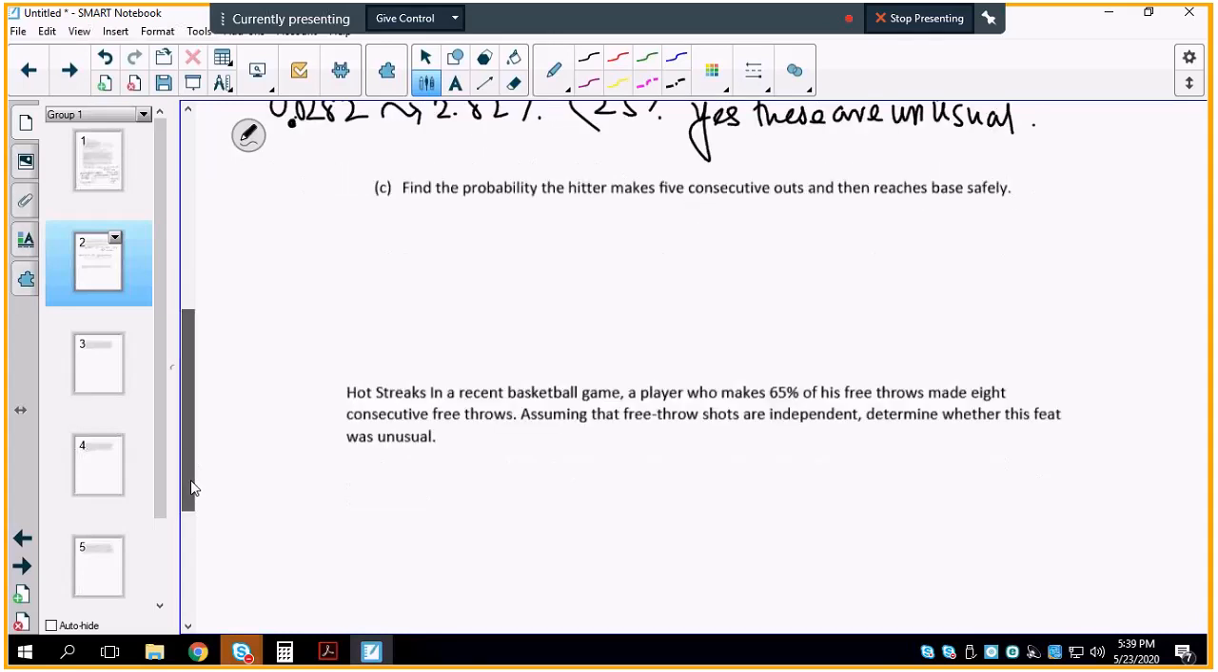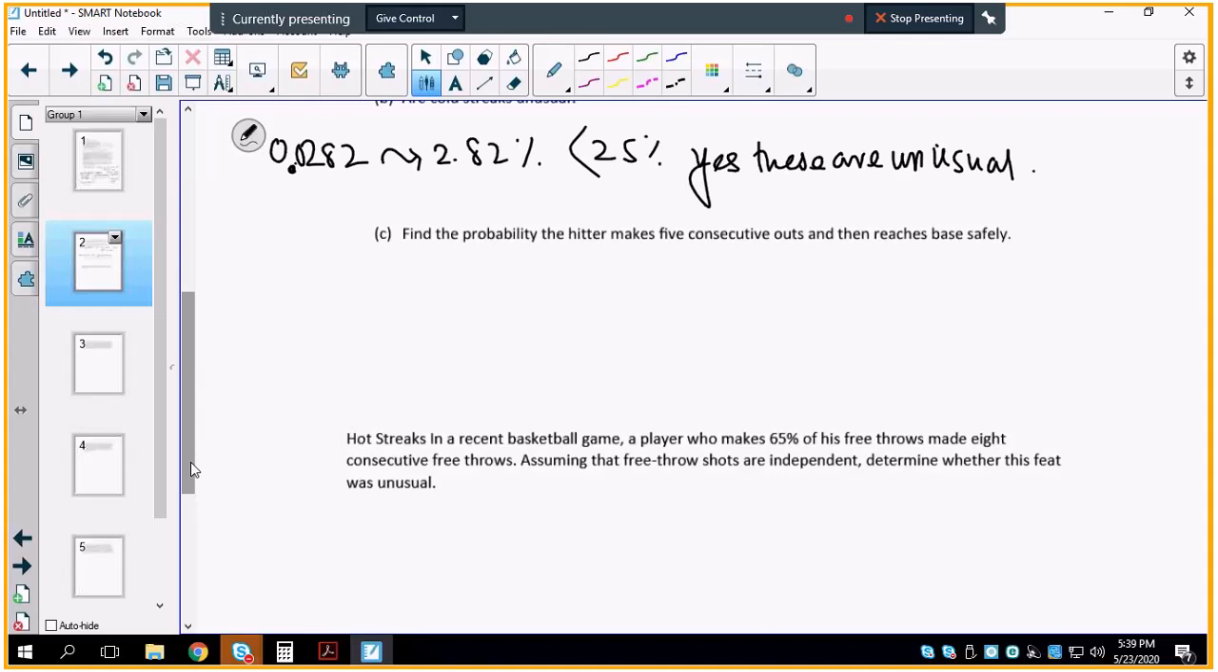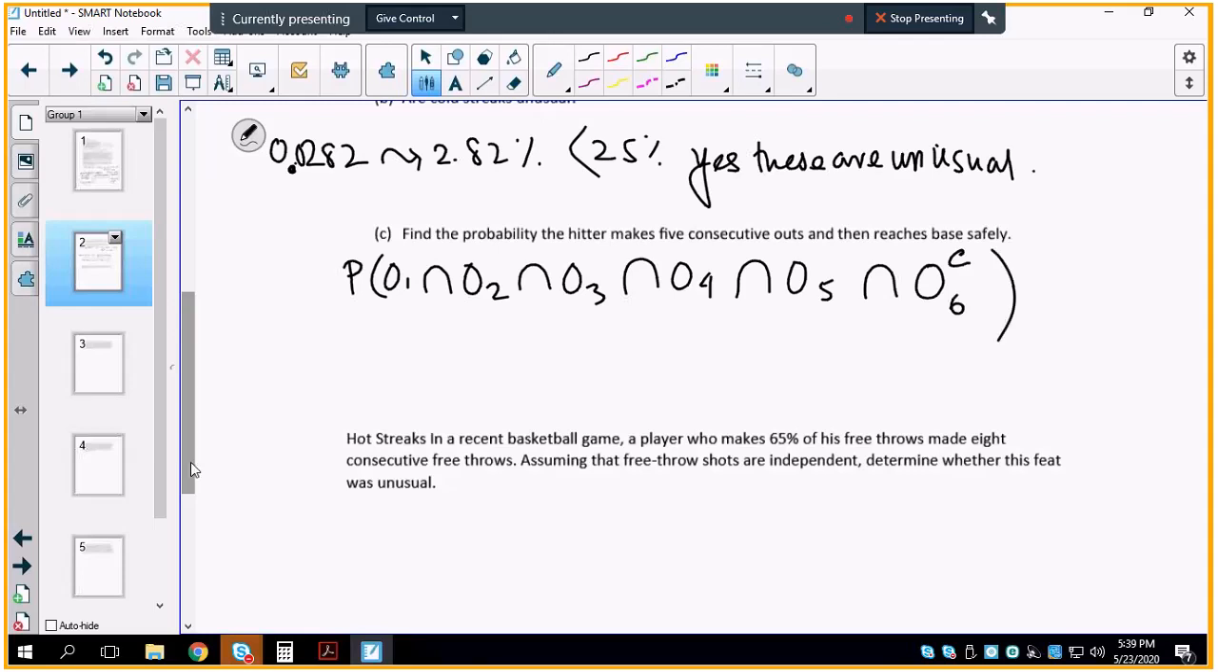Find the probability that the hitter makes 5 consecutive outs and then reaches base safely. So now you want to know the probability of out in the first one, out in the second one, out in the third one, and they should all be intersections. So intersection out in the second one, out in the third one, out in the fourth one, out in the fifth one, but the sixth one is not out. And see how I have written it. Not out, so I said complement of out.